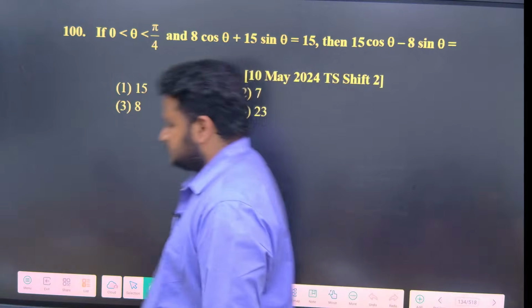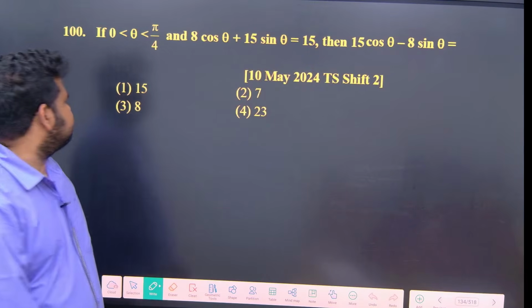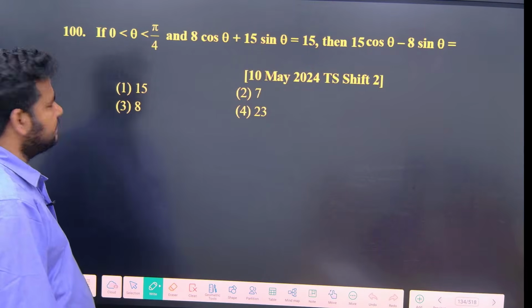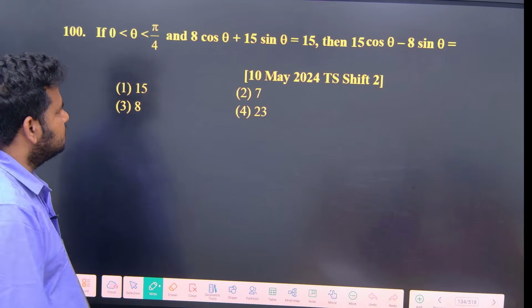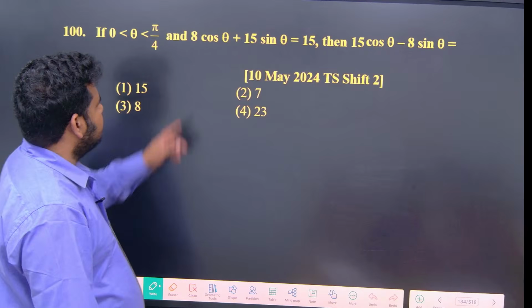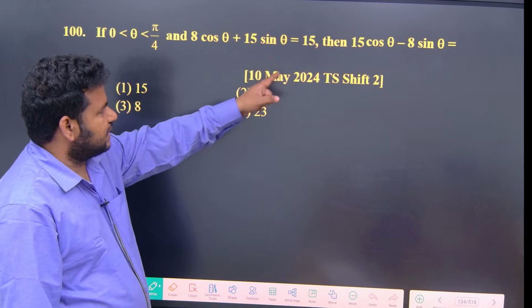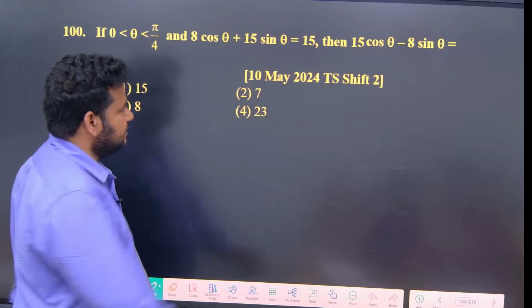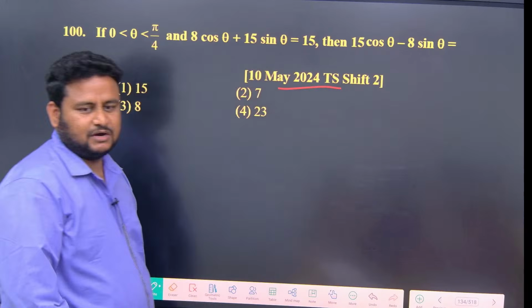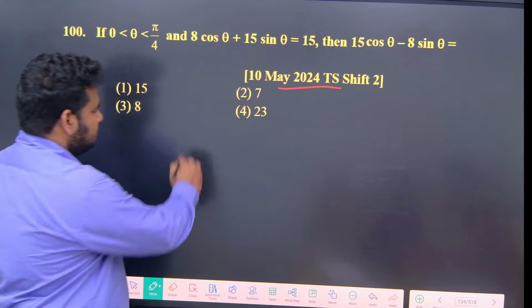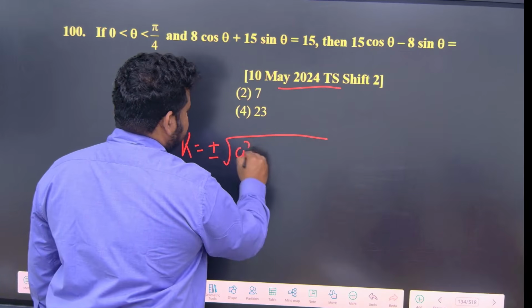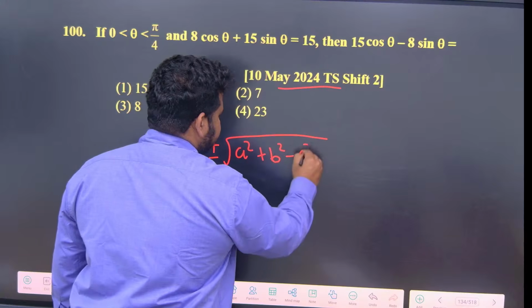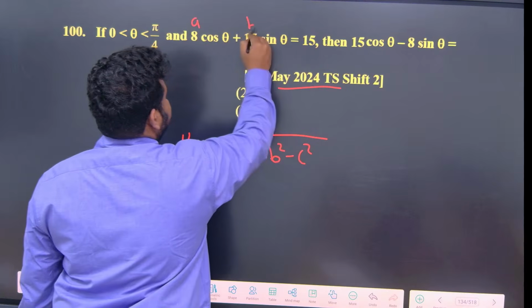This one. So they have given if theta lies between 0 to pi by 4, that means in which quadrant? First quadrant. Okay. So they are telling 8 cos theta plus 15 sin theta is equal to 15. Then they are asking 15 cos theta minus 8 sin theta, 2024 TS. What is the formula? K is equal to plus or minus square root of A square plus B square minus C square. Here A is this one, B is this one, C is this one.